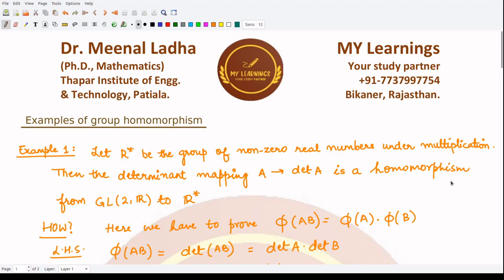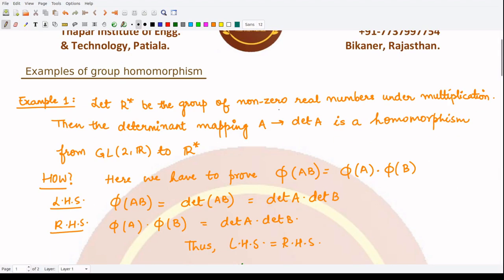In this video, we'll be looking at examples of group homomorphism. So in the first example, we have R star to be the group of non-zero real numbers under multiplication. So the determinant mapping from A to determinant A is a homomorphism, where our group is the general linear group of order 2 consisting of all 2 cross 2 real matrices, and this R star is the group of non-zero real numbers under multiplication.